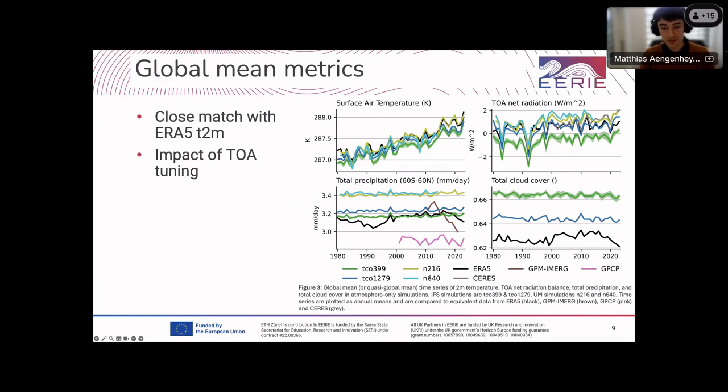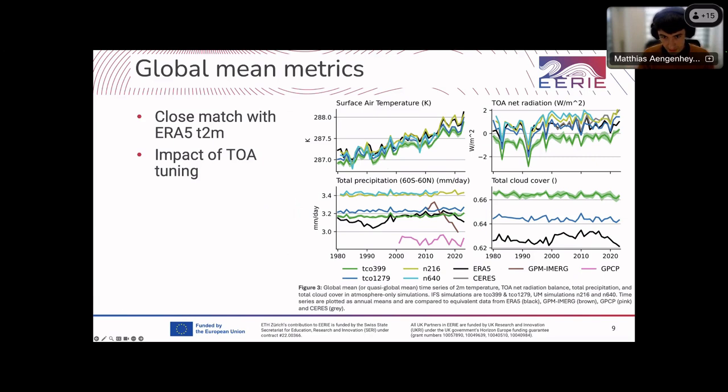The other two simulations here, N216 and N640, are the simulations from the Met Office that I have, so we can compare those as well. And then we have observation-inspired products, ERA5 and CERES for top of atmosphere radiation, and two precipitation products, GPM IMERG, as I mentioned, and another often used product called GPCP. So the 2-meter temperature follows ERA5 quite closely, and of course, this is an easy bar to pass since the SST are constrained to observations, and we cannot really get any large deviations from there. Still, it's good to see this agreement, and there are already some interesting things in here that we might look at more in the future.